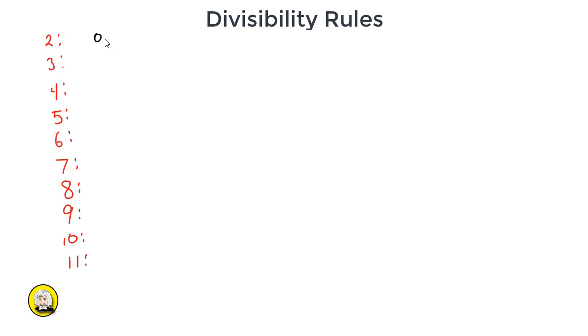Any number that ends in 0, 2, 4, 6, or 8, in other words, an even number, is divisible by 2. 5 is fairly easy as well. Any number that ends in 0 or 5 is divisible by 5. If it's an even multiple of 5, it ends in 0. If it's an odd multiple of 5, it ends in 5. 10, any number that ends in 0 is divisible by 10.